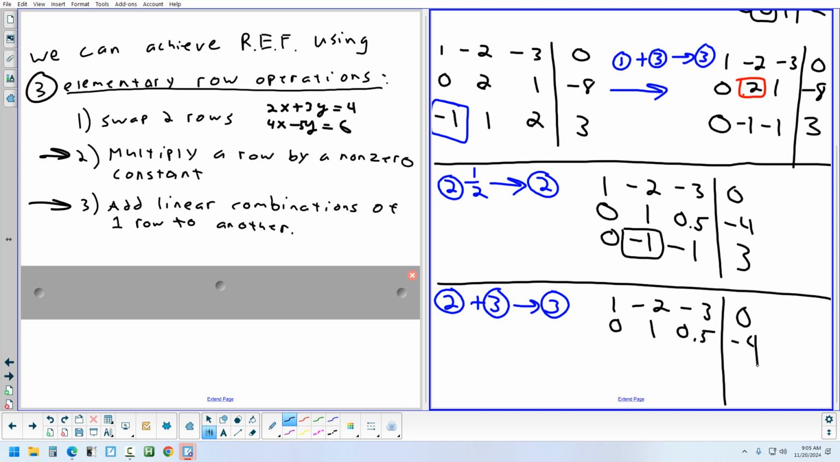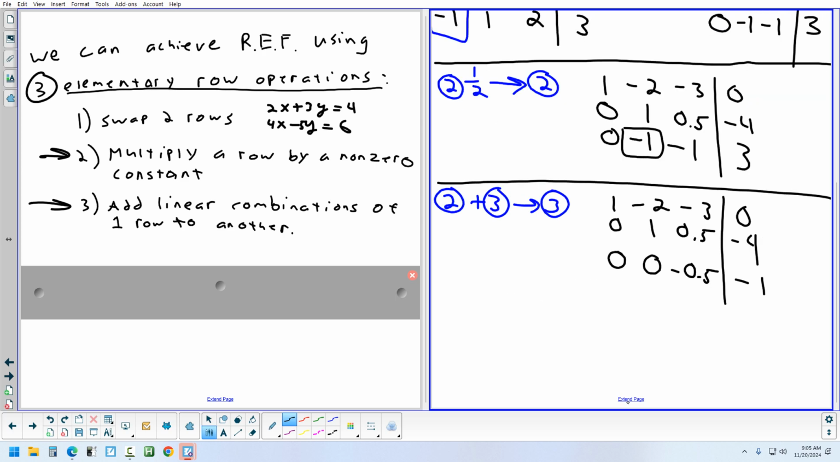What's 0 plus 0? 0. What's 1 plus -1? 0. What's 0.5 plus -1? -0.5. And if we need a calculator, we'll just get one. And then -4 plus 3. -1. Okay.